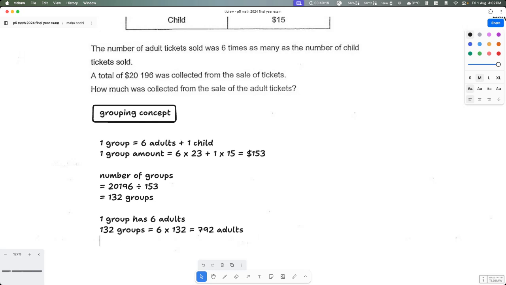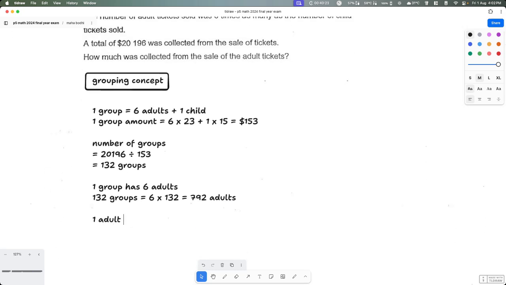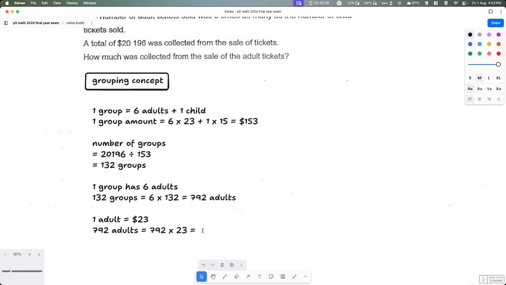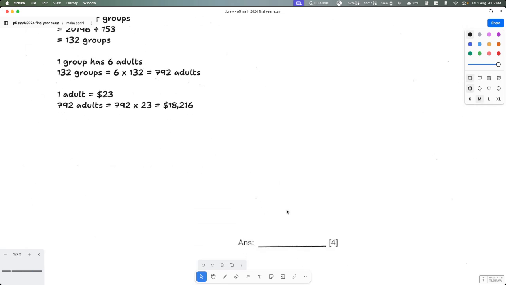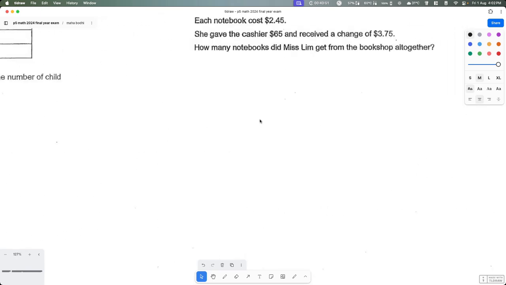So one adult is equal to dollars 23. 792 adults is equal to 792 times 23. Let's use the calculator. 792 multiplied by 23. This will give us $18,216. And that's the answer. $18,216. All right. Okay, let's move on to the next question.